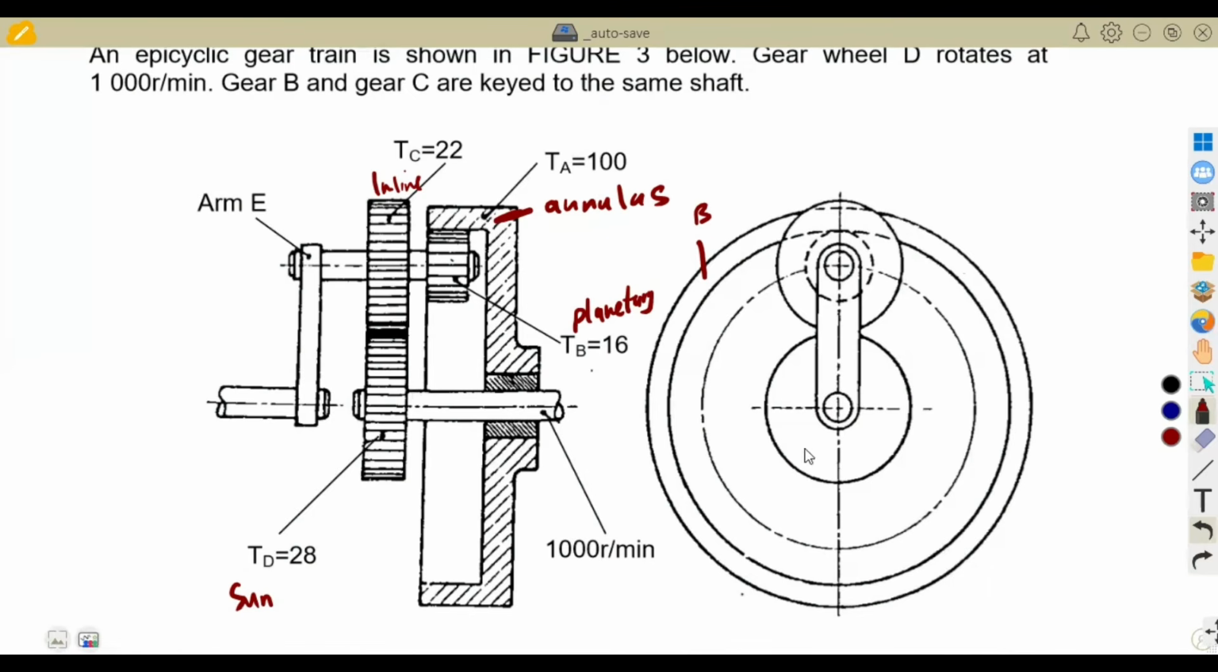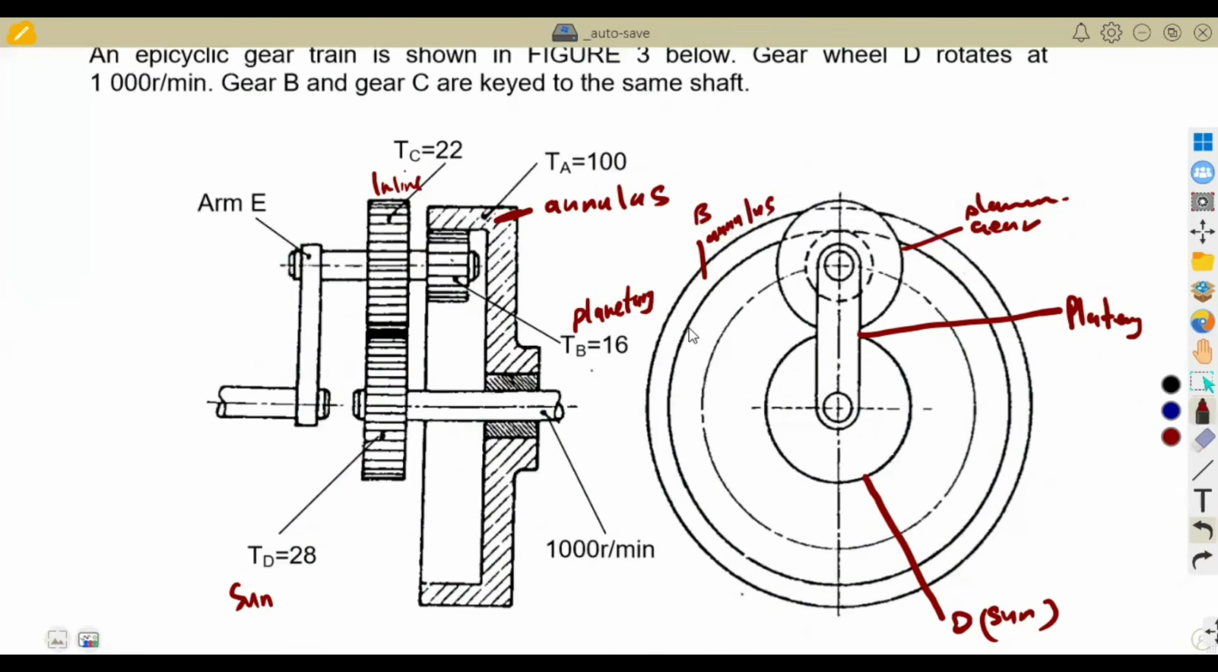Remember, this part here is our sun gear, meaning we have got our D here. This is our sun. Then the arm, and the planetary, which is P. So we are talking about the planetary gear on this one. Then the annulus, like I said, which is our B. You are supposed to know this diagram.